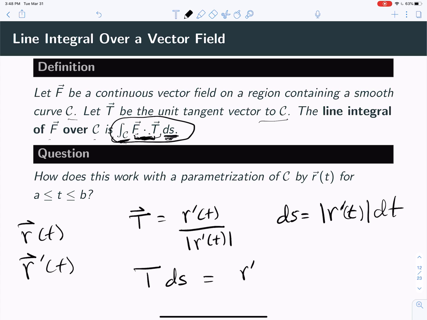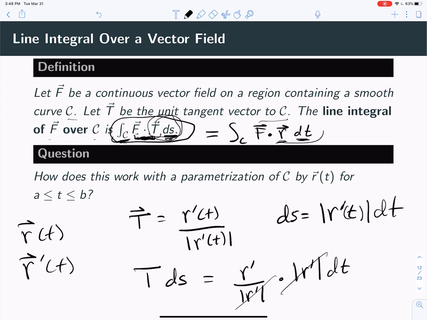So what happens when you get T and ds next to each other? Well, you would end up with r prime over the length of r prime times the length of r prime times dt. Well, you can actually cancel these out. And so what sometimes happens is they will write this as F dotted with r prime and then dt. Because T is one unit length and ds has length built in. Well, r prime has length built in and dt is just dt. So you can sort of package these two things up together this way.